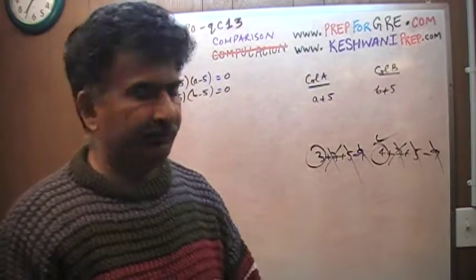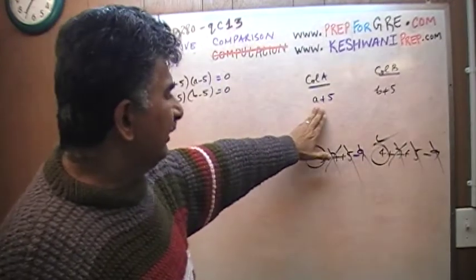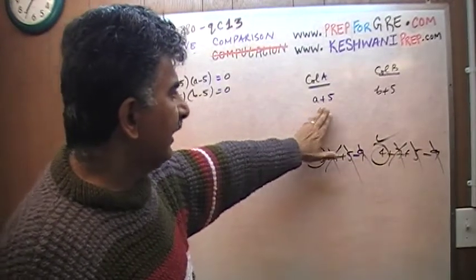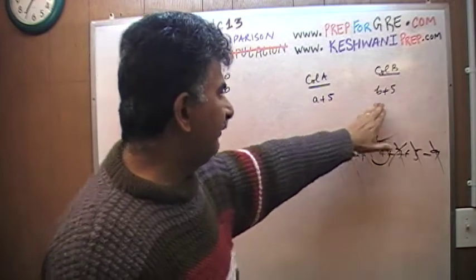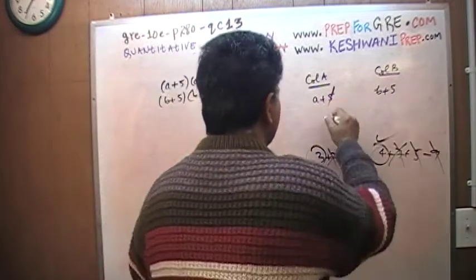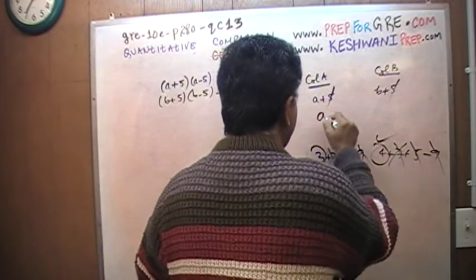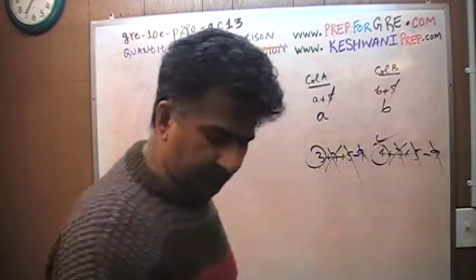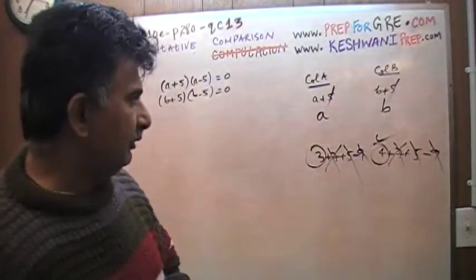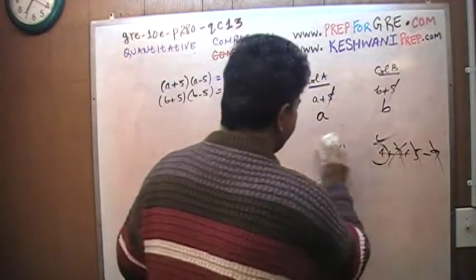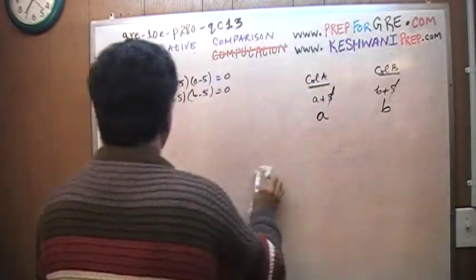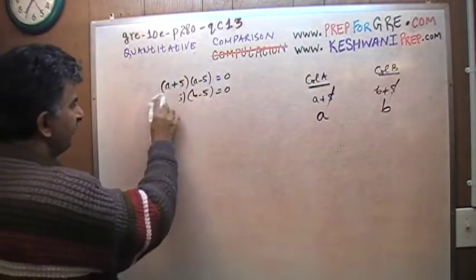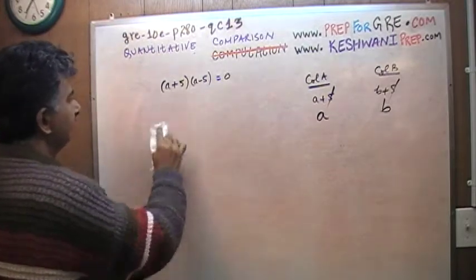Hence the comparison. They want you to compare a plus 5 versus b plus 5. Since 5 appears in both columns, I'm going to just cross it out. So basically they want you to compare a versus b. Which one is bigger, or if they're equal, is what they want you to find out. So let's figure it out. Now I'm going to do one thing at a time. Let's just do the first part first, this part here.